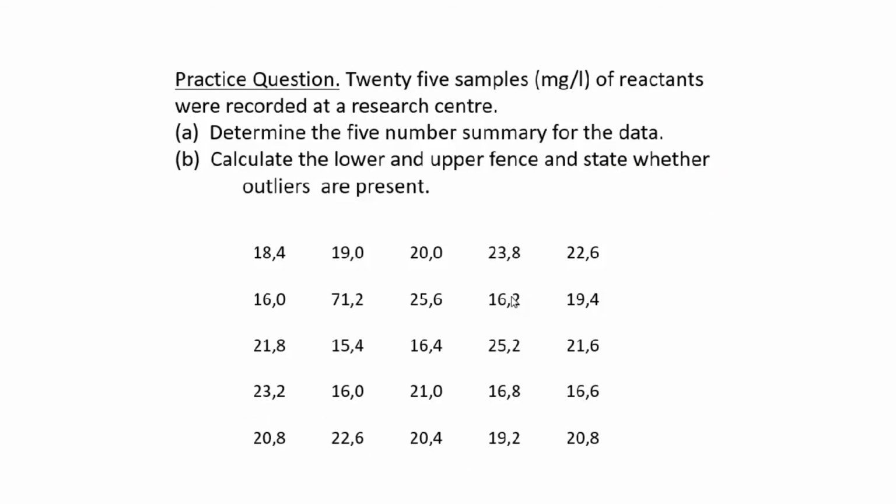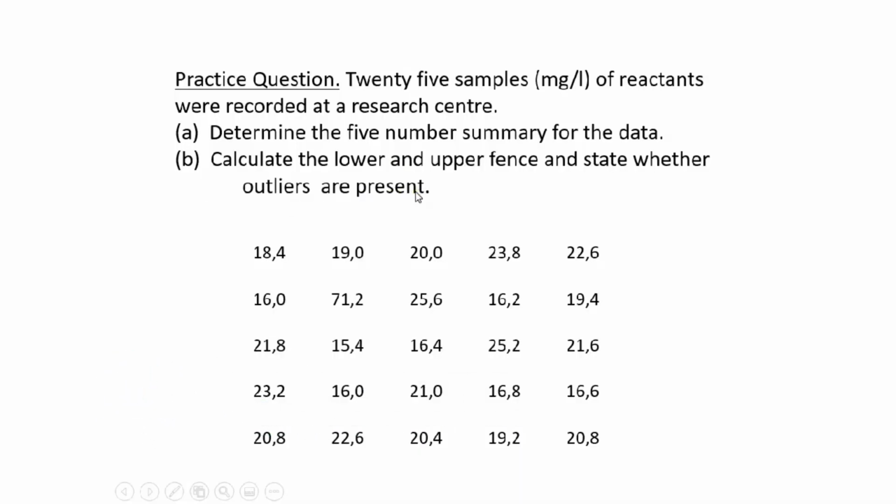I'll then take you to a practice question, which we did in the earlier part of the lesson. We've done part A, which is to determine the 5-number summary, but now I want you to calculate the lower and the upper fence and state whether outliers are present. In this case, I'll give you 2 minutes.